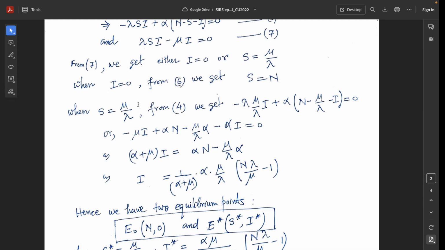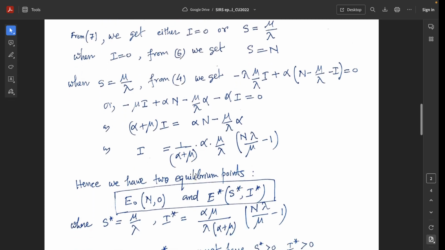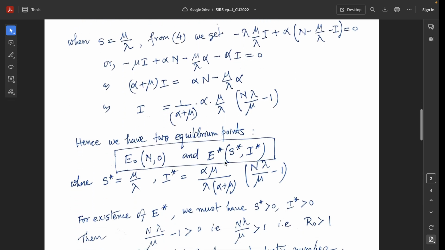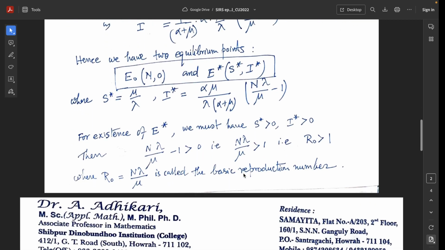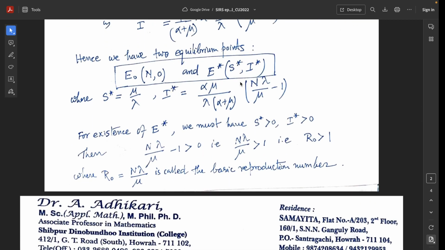So here S star equals mu by lambda, and I equal to this, so-called I star. So we get the endemic equilibrium point E star equal to (S star, I star), where S star is this and I star is this. Now for existence of E star, obviously S star is positive and I star is positive.